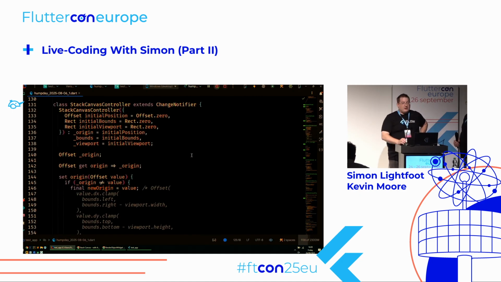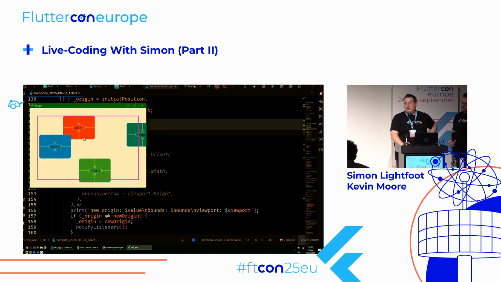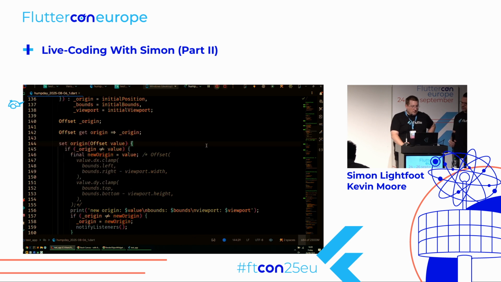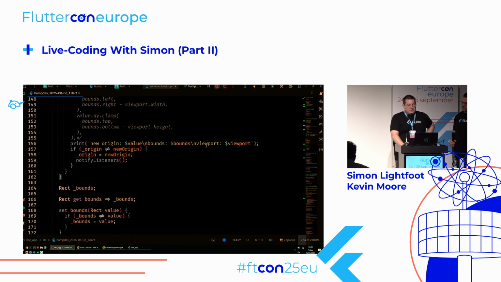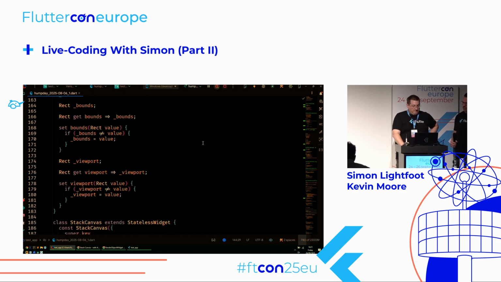And then we have a controller, which is just a change notifier. At the moment, ignoring the fact that we have balance and viewport, it's mainly just about the origin, the position, and that's just how we're tracking the fact that you can scroll around the viewport. It just updates the offset and then notifies the listeners. In this case, that's going to be the render object itself.